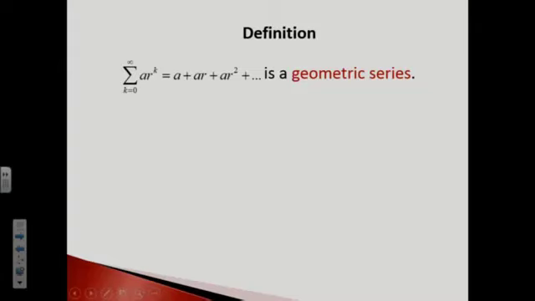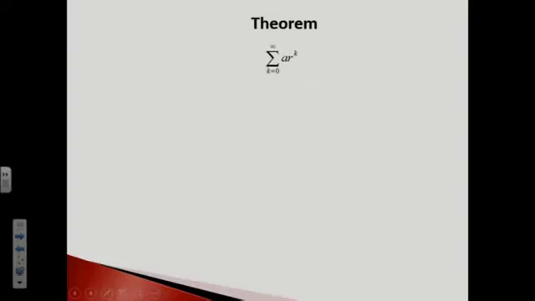If this constant ratio is r, then the series has the form sigma of a multiplied by r to the power of k for k from 0 to infinity. The following theorem tells us how to determine whether a given geometric series converges or diverges, and if it does converge, what its sum must be.